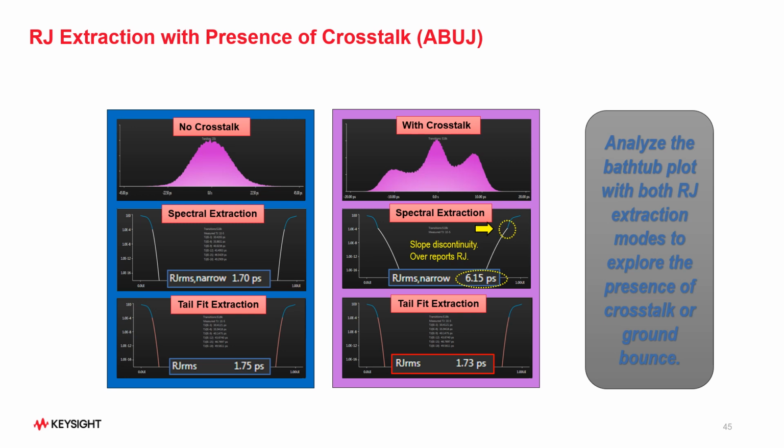But with the presence of crosstalk on the right hand side, one can see that the spectral extraction blows up. The RJ increases from 1.7 to 6.15 picoseconds. So it's not accurately estimating the jitter of the system. But once we apply the tail fit extraction, that number drops and pretty much aligns with the no crosstalk condition. So it's been proven the tail fit can work really well with the presence of crosstalk.